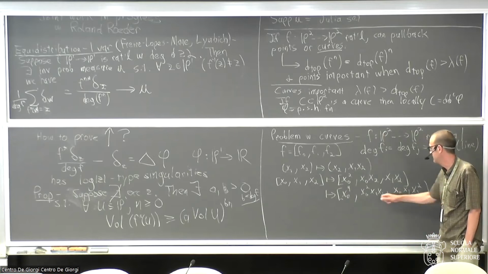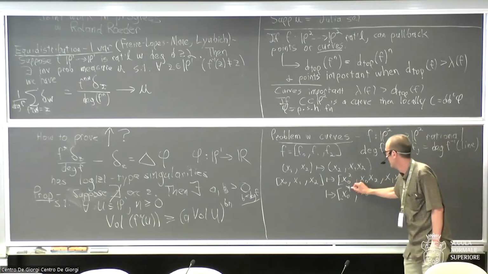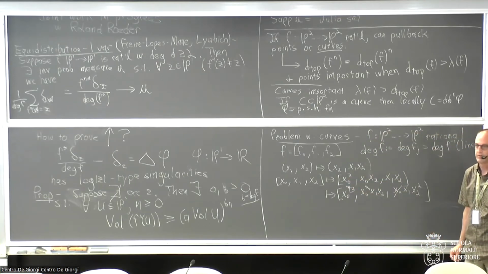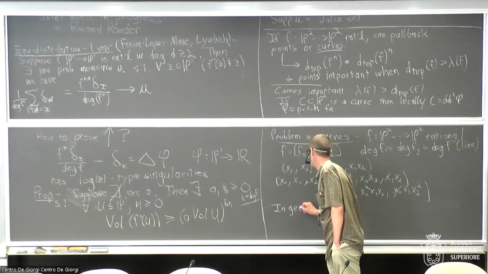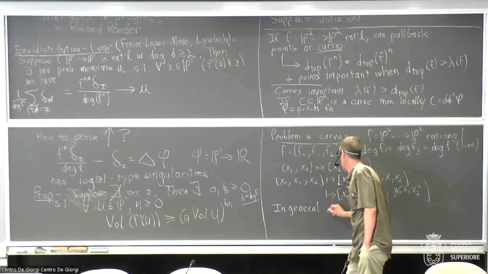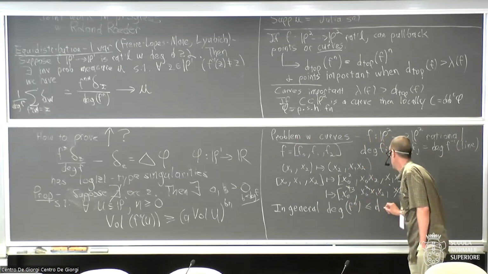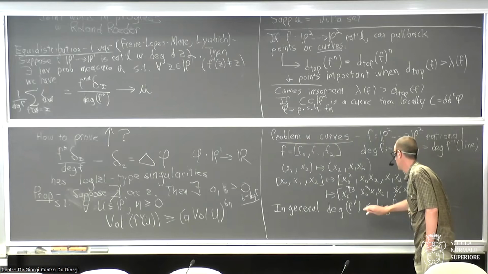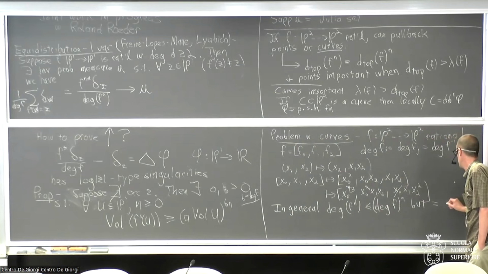And you notice what happens. There's an x0 in every coordinate. Okay, that you don't want. So the degree just went down. So in general, the degree of f to the n is less than or equal to the degree of f to the n, but equality needn't hold. Okay, so your normalization is messed up here.